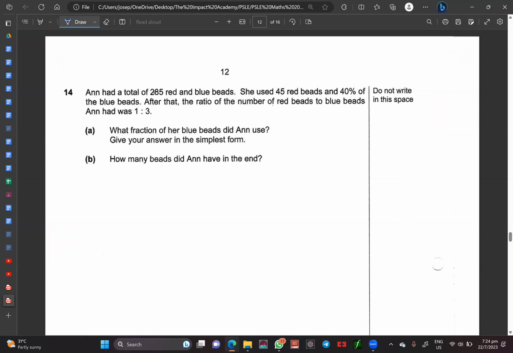And had a total of 285 red and blue beads. So what I'm going to do is write down R plus B is equals to 285. This is sentence number 1. Once this is done, I want to move on to sentence number 2. In sentence number 2, it tells me that she used 45 red beads. So when I see something like this, I know that this is a before and after question.